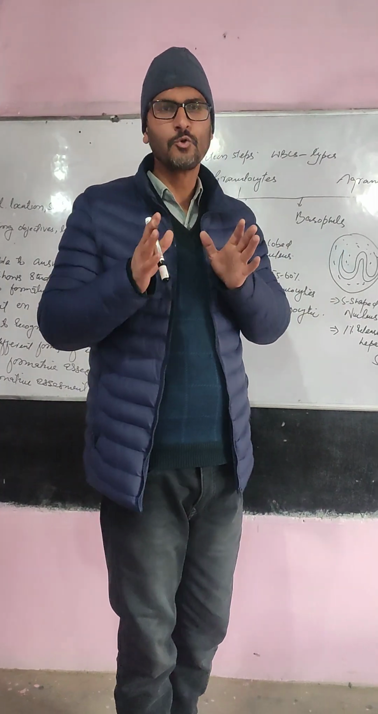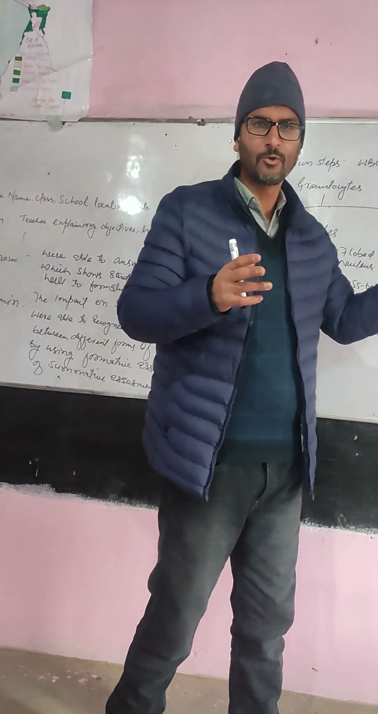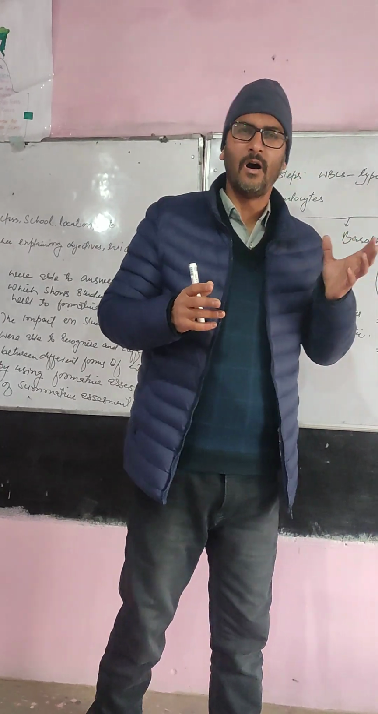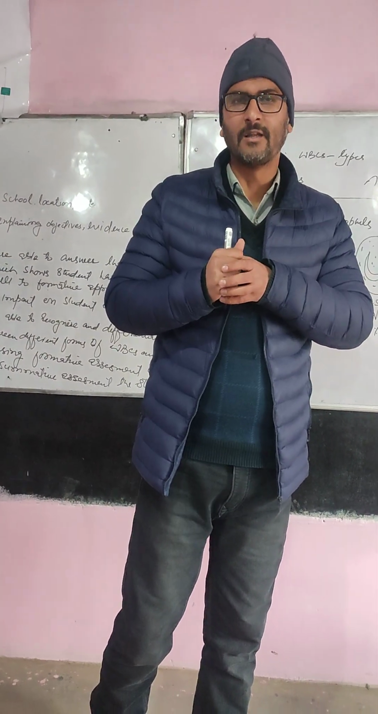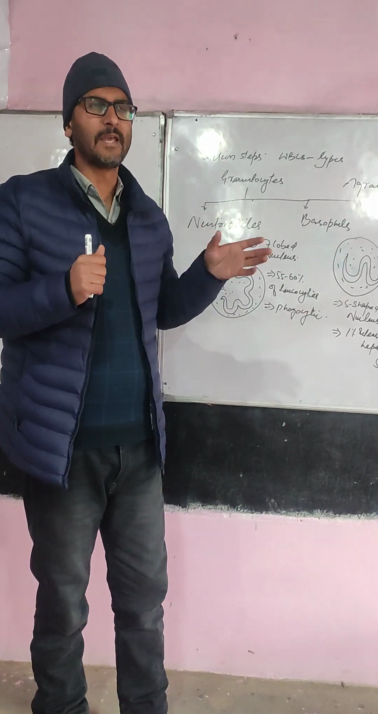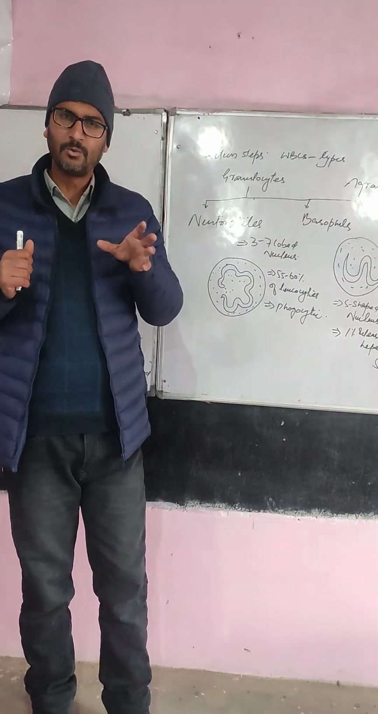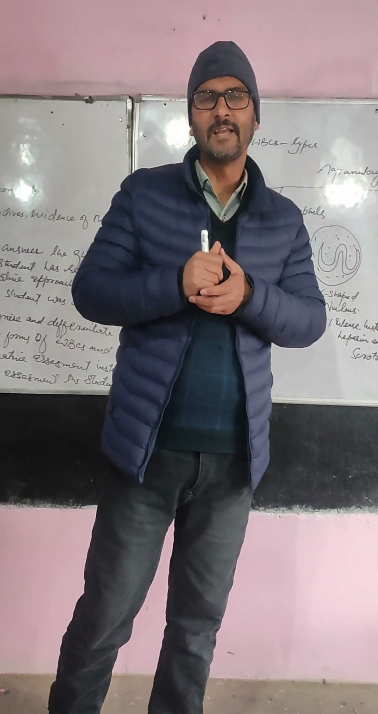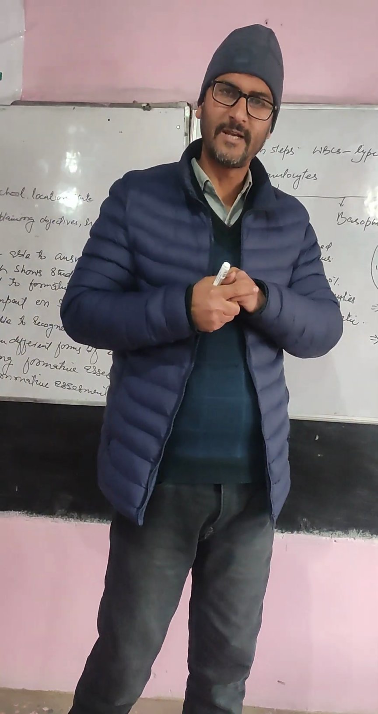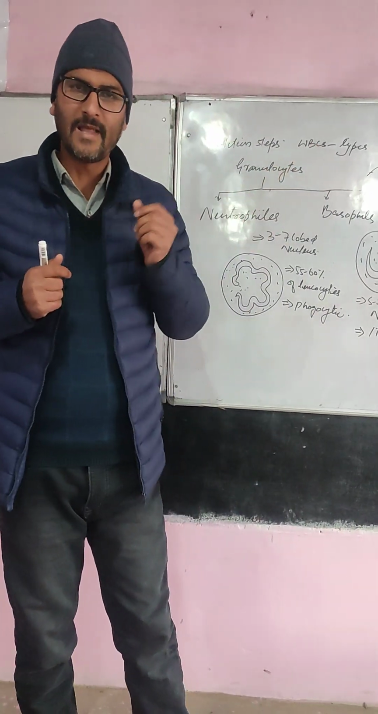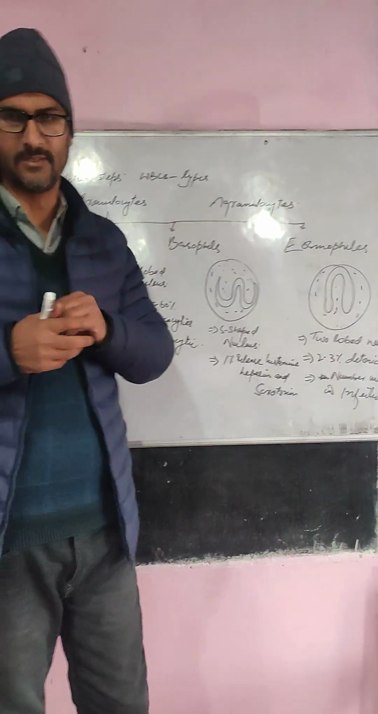These are colorless nucleated cells. There are two types of WBCs, granulocytes and agranulocytes. Granulocytes are called granulocytes because they contain granules in their cytoplasm, and on the basis of their staining properties they have been differentiated, and agranulocytes are WBCs which do not contain granules in their cytoplasm. Coming to the granulocytes, we have three types of granulocytes. Number one is neutrophils, number two basophils, and number three is eosinophils.